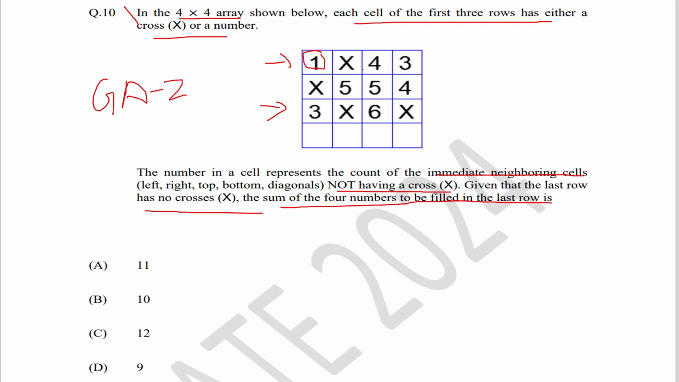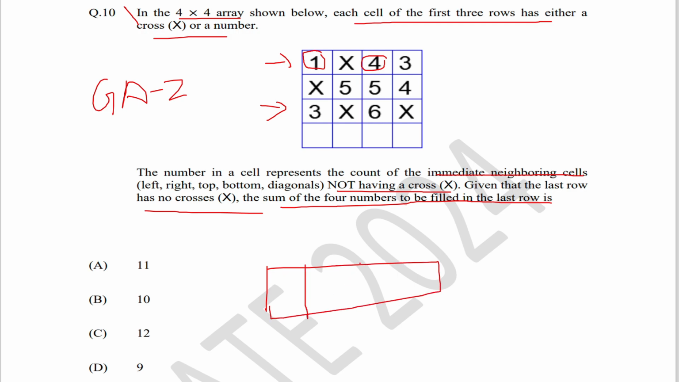The second cell is given as a cross. If you consider the third cell, check the neighboring cells. In the neighborhood there are totally 5 cells, and one of them is filled with a cross and the rest of them are filled with numbers. Hence it is given a value of 4. Similarly, the rest of the cells are filled. Now we have to fill the last row.